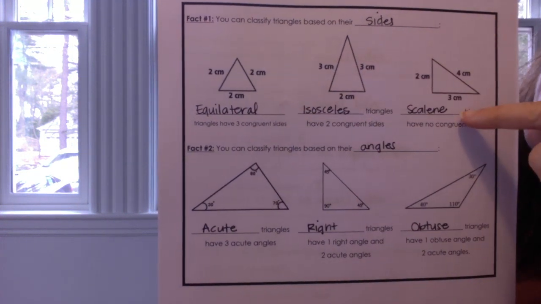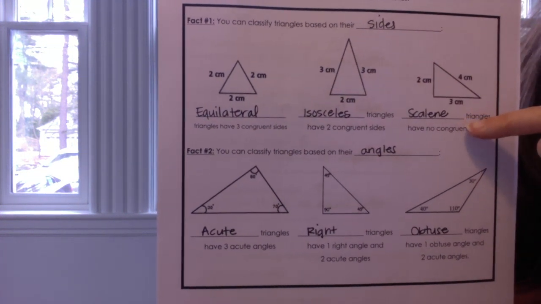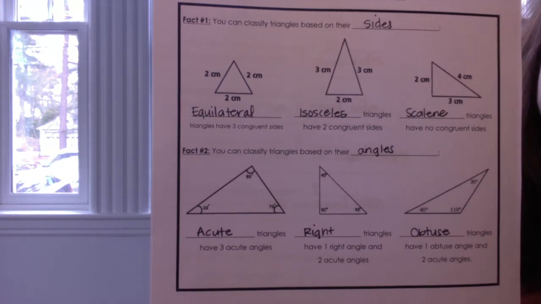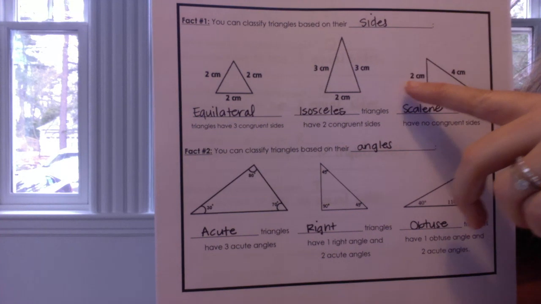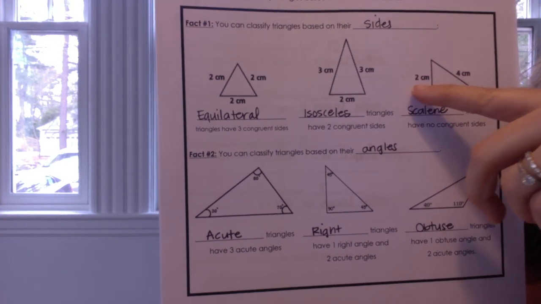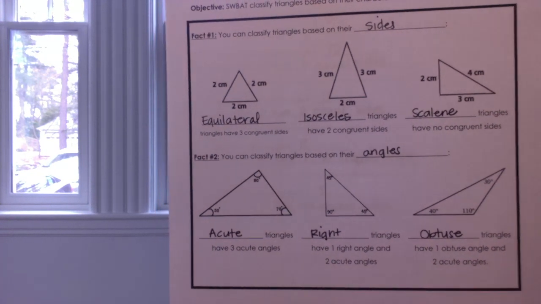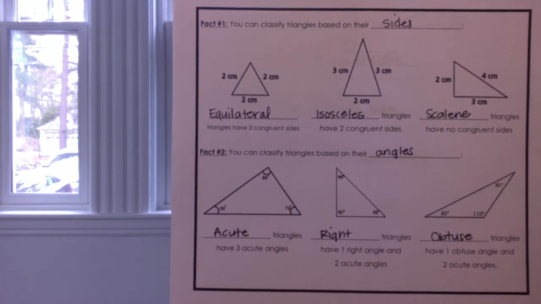The last type of triangle to classify by its sides is called scalene. A scalene triangle is a triangle that has no congruent sides at all. We know that because if you look at the measurements of the sides, we've got 2, 3, and 4. So none of the sides are equal to each other. A triangle that has no equal sides is called scalene.